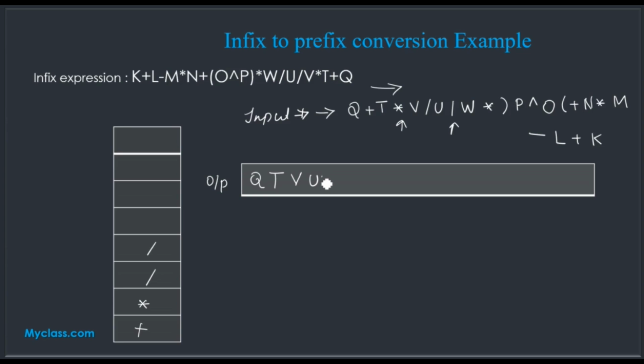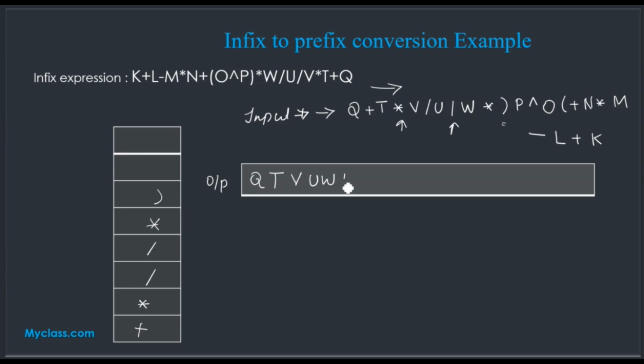Another is an operand, W. We are adding it into our output expression. Now there is a star. Star also has the same precedence as our top of the stack, division. We are pushing it into our stack. Now there is a closing bracket. When a closing bracket came, we just push it into our stack.